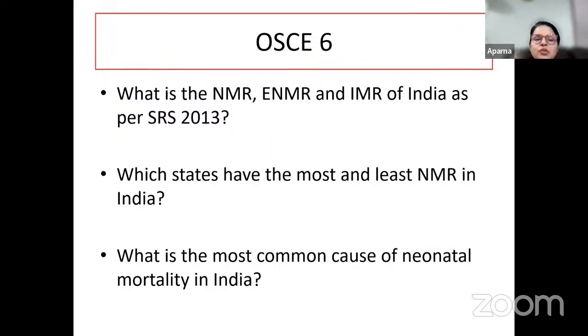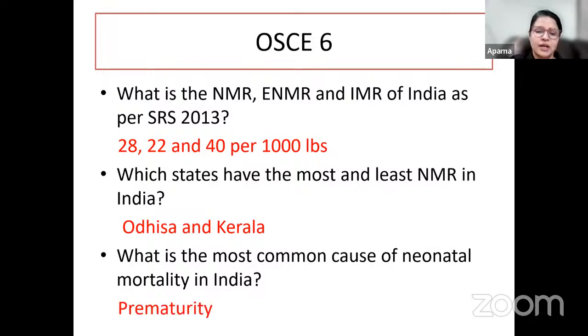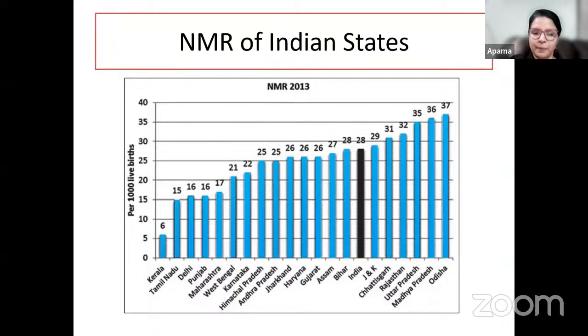So one important thing to remember is that neonatal mortality today contributes to almost 60% of overall child mortality. And NMR can be further classified as early and late NMR. Early represents death within the first 1 week, which is 0 to 6 days, and late is 7 to 28 days. So the numbers are 28, 22, and 40 per thousand live births. The current NMR has further come down to around 22 per thousand live births. The states that have the most and the least NMR in India are Odisha, which has the maximum neonatal mortality rate, and Kerala, which has the least. And the most common cause of death is prematurity.